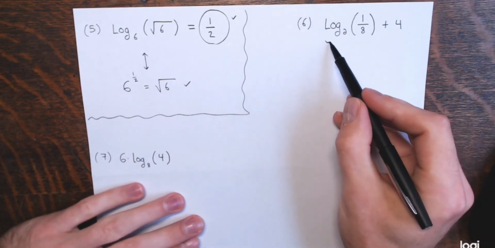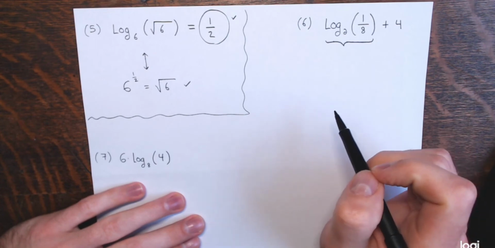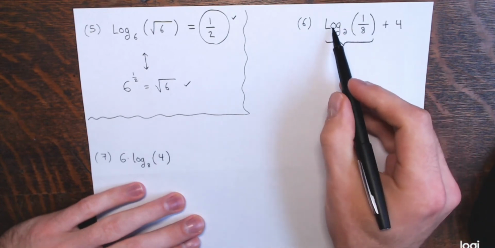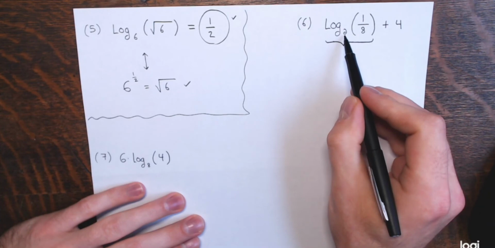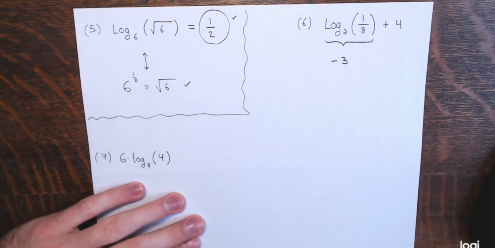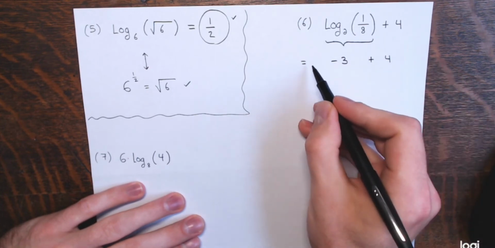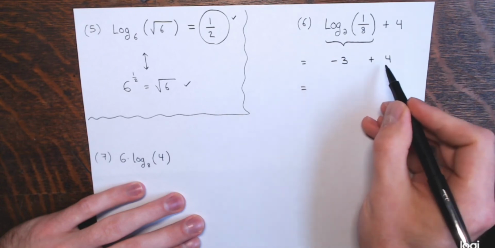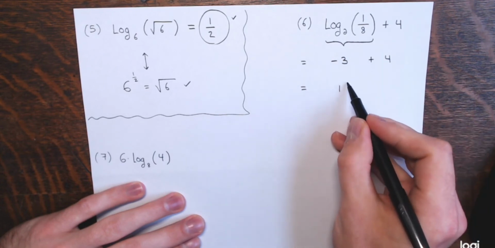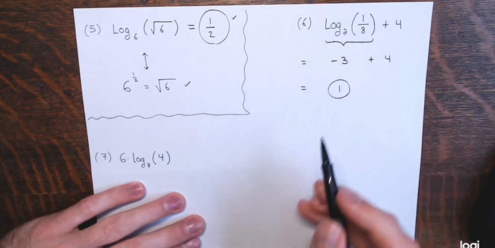So here we have the log base 2 of 1/8. So remember, this is what power do I need to raise 2 to get 1/8? And that would be the -3 power. Remember, 2 to the -3 would be 1/8. And then don't forget we have the plus 4 afterwards. And then simplifying completely, -3 plus 4 is 1. So if you were to punch this expression into a calculator as it is, it would output the number 1.